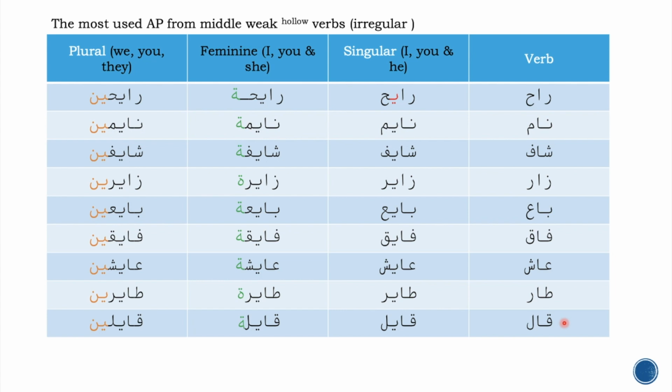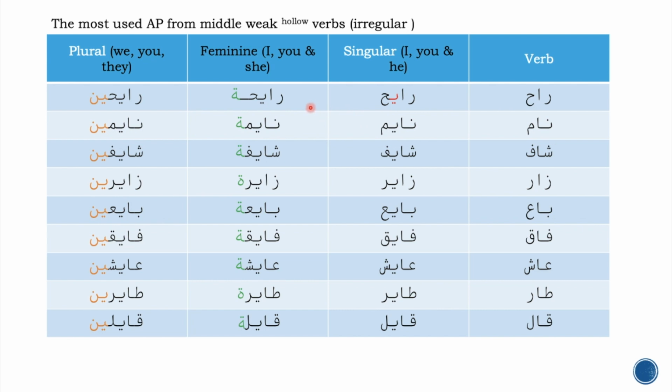So what's the common thing between all of these verbs? They've got an alif in the middle. That's why we call them middle weak or hollow verbs. And if you want to conjugate or form the active participle out of these verbs, all you need to do is one simple step, which is add a letter ي in the middle after the alif, and done. That's it. So راح would become رايح.